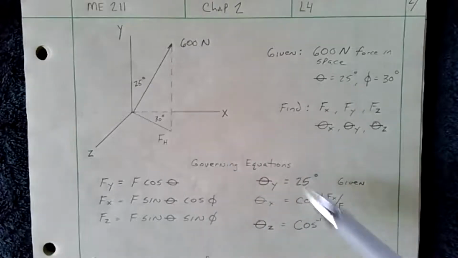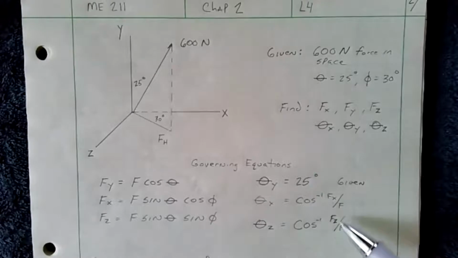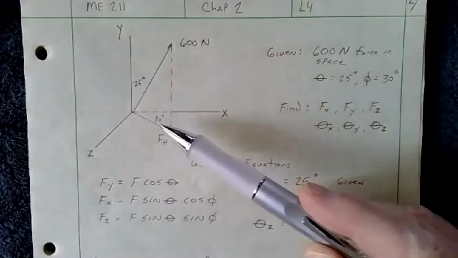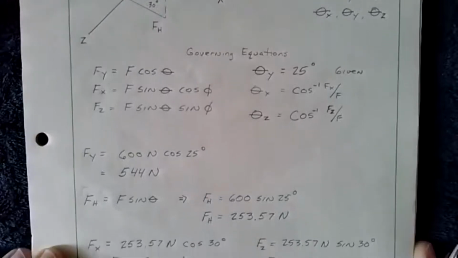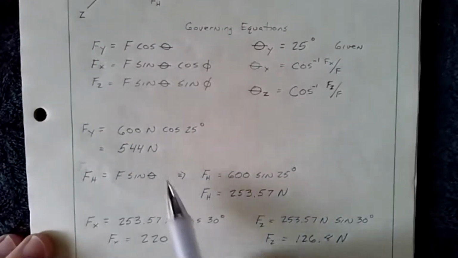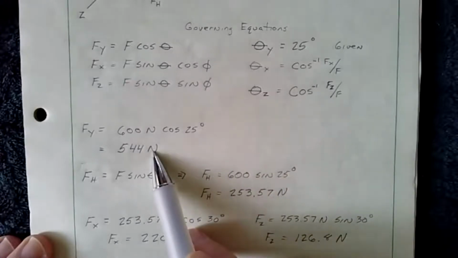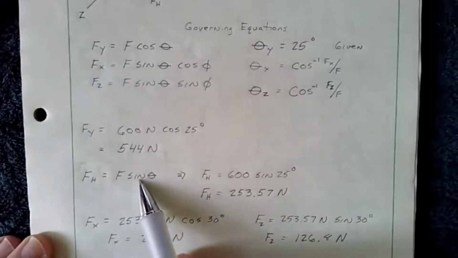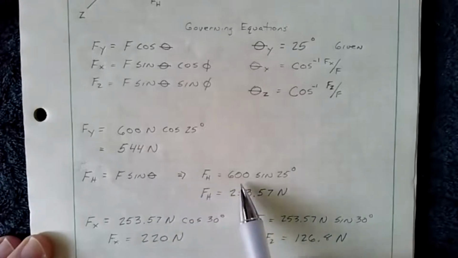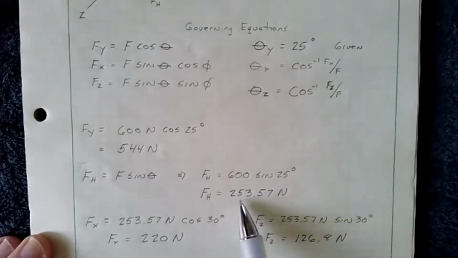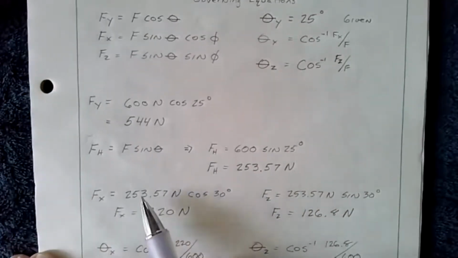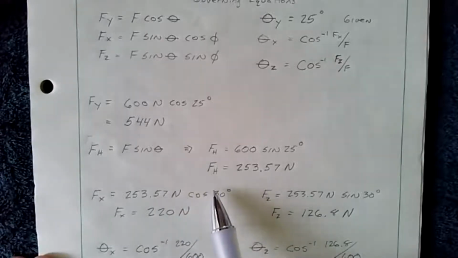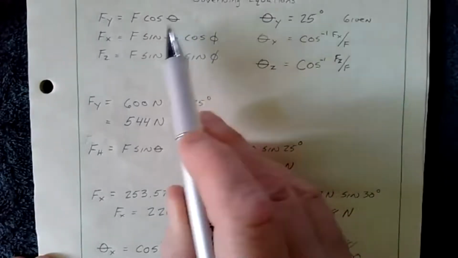We know theta y is given, and then we know that these are going to be equal to Fx over F and Fz over F. So really, we know this is 600, and we know those angles, so it's just a matter of plugging in and calculating. So if we go ahead and do that, we have 600 cosine 25 gives us 544. If we want Fh, it's F sine theta. So Fh, 600 times the sine of 25, gives us 253.57. Carry that down to Fx, 253.57 cosine 30, using that equation right up here.